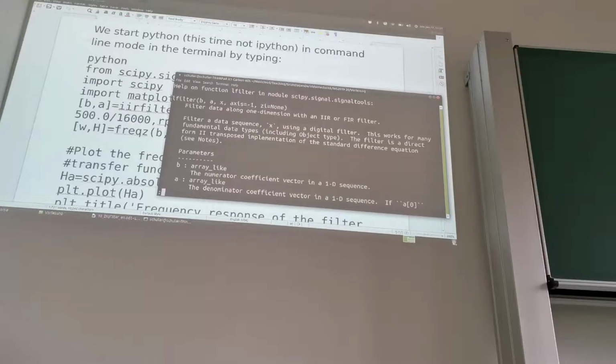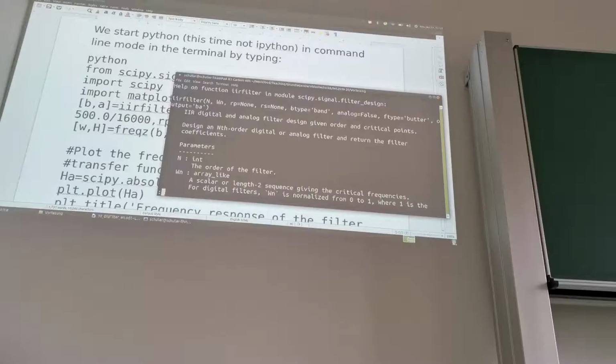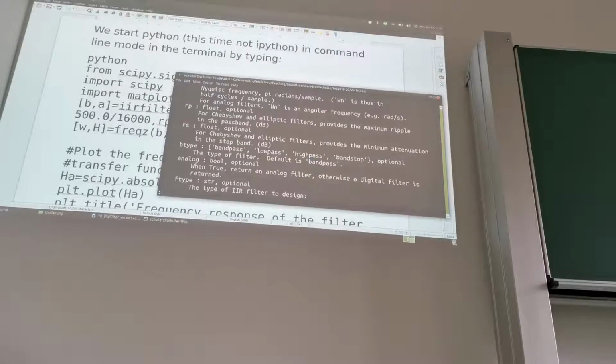Let's see. No, that was lfilter. Let's type help iirfilter. So here you can see the description of iirfilter, and you can see the first argument is the order of the filter, the number of coefficients we get for numerator and denominator. Then the second one is an array giving the critical frequencies. In our case, low pass, we only have one critical frequency, which is the cutoff frequency. Yeah, so it is normalized to 0 to 1, where 1 is the Nyquist frequency.